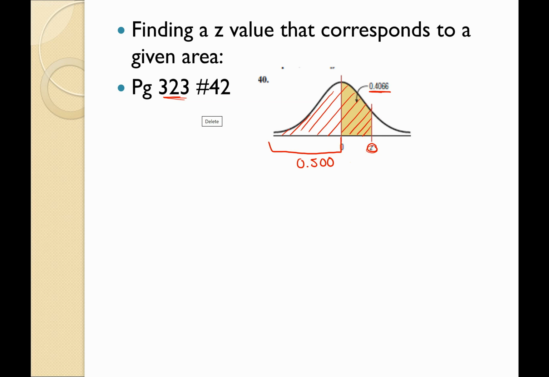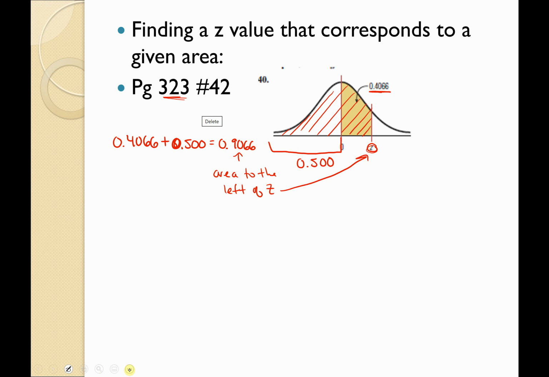So we're going to have 0.4066, add a half onto it, and now this is the area to the left of the z value that we're looking for.